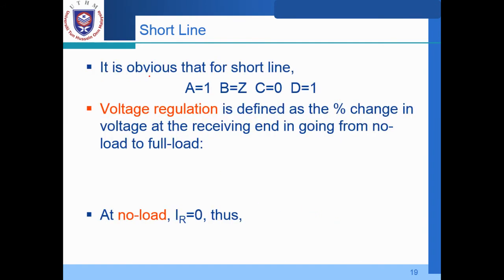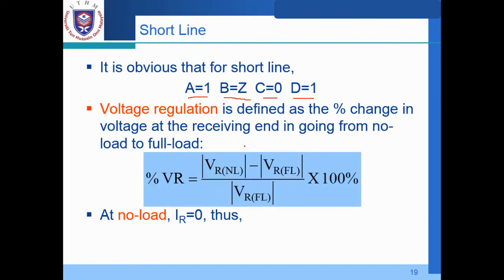Then it is obvious that for a short line, again, A equals 1, B equals Z, C equals 0, and D equals 1. So what about voltage regulation? It is defined as the percent change in voltage at the receiving end in going from no load to full load.